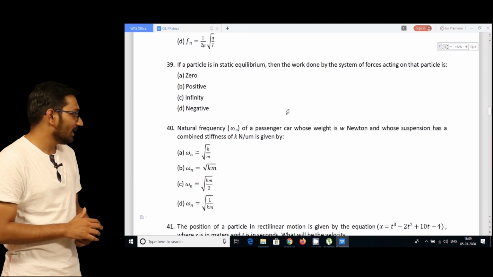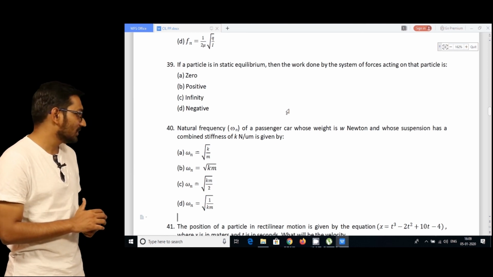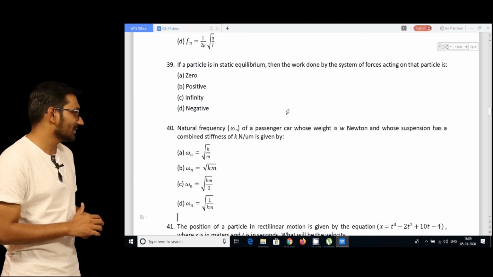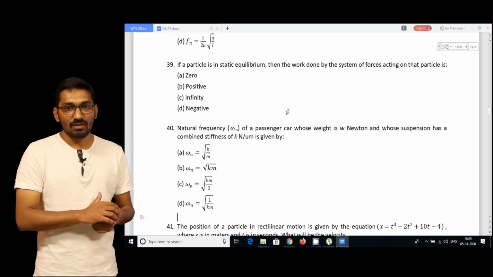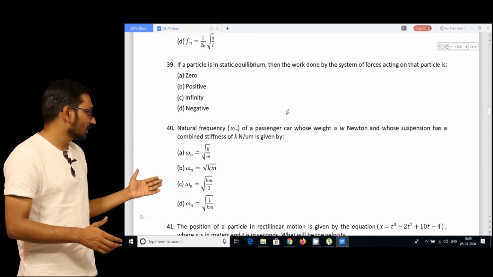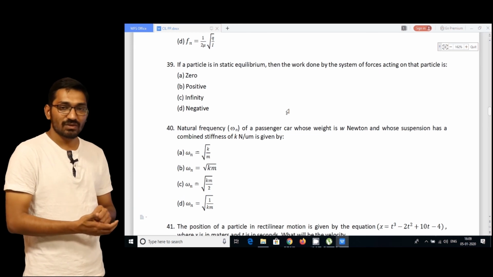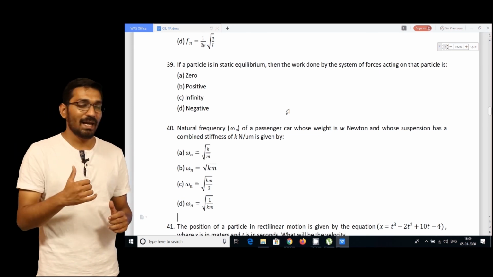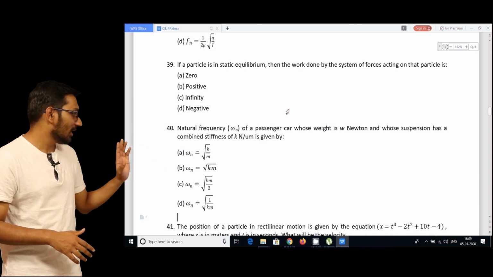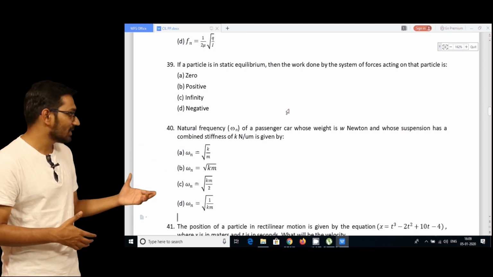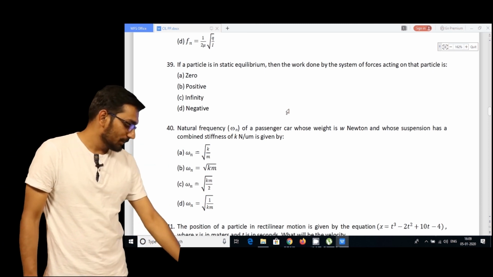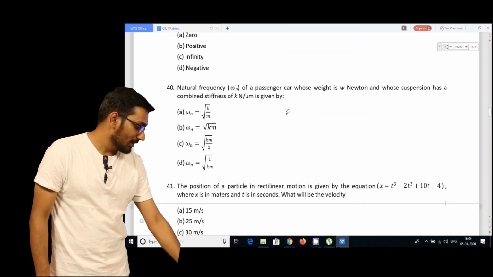Now it is saying the natural frequency of a passenger car whose weight is W Newton and whose suspension has a combined stiffness of K is given by, right? This is a question on theory of machines, vibration, where we have to find the natural frequency. The natural frequency will be under root K by M. You know this formula. So the option is A, K is the stiffness, M is the mass of that passenger body, right? This is the natural frequency.